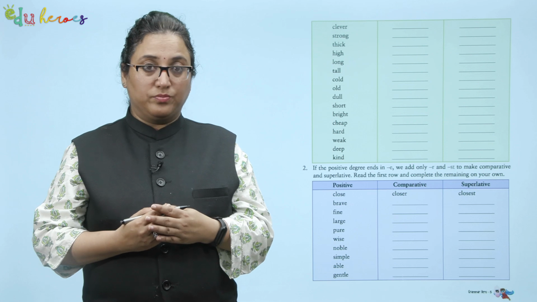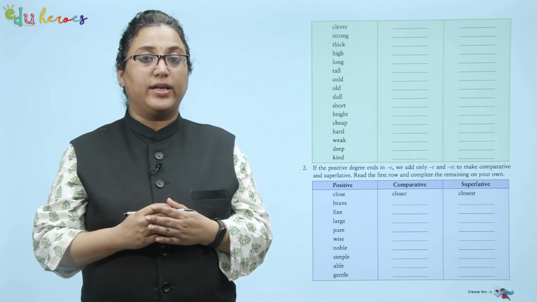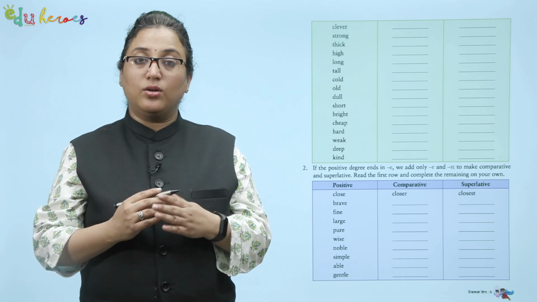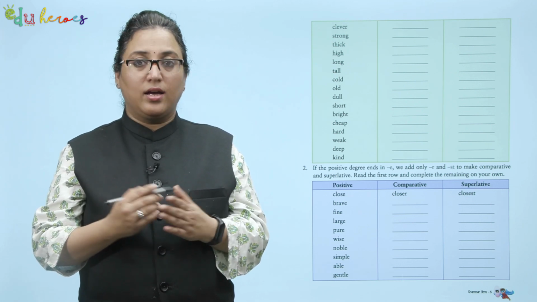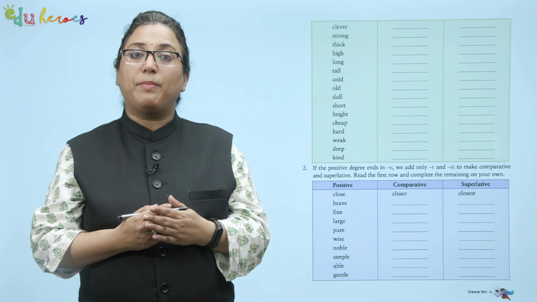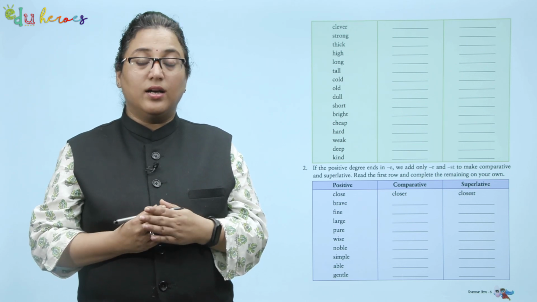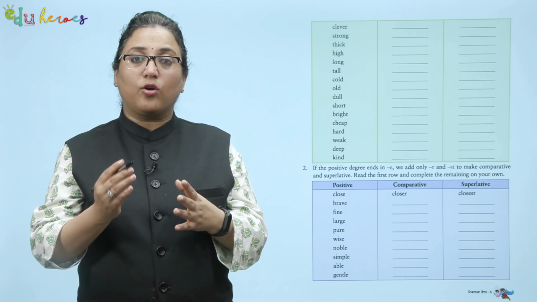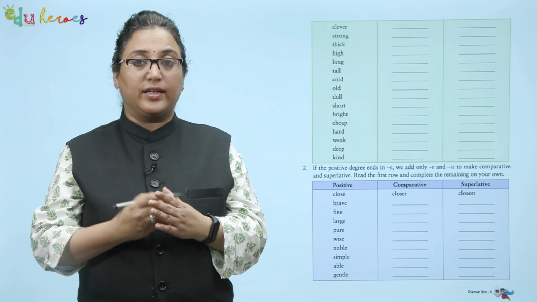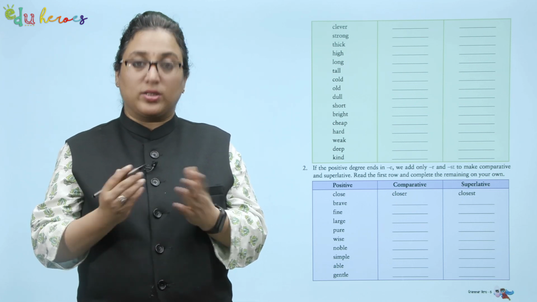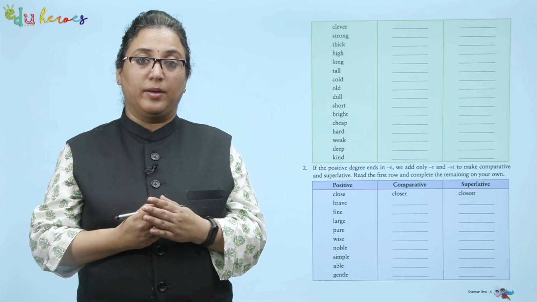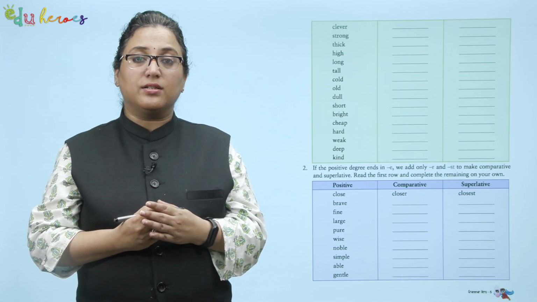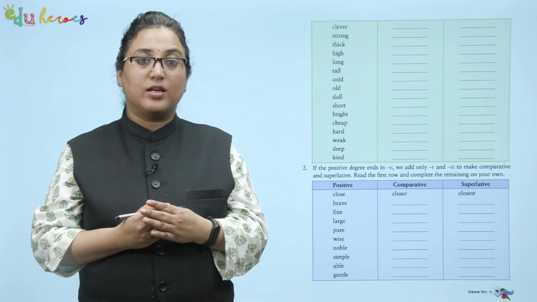Rule number 2. If the positive degree ends in E, only the letter E, we add only R and ST to make comparative and superlative. तब हम ER और EST नहीं लगाएंगे क्योंकि जो पॉजिटिव डिग्री का वर्ड है वो पहले ही E में ख़त्म हो रहा है. Let's read a few examples.